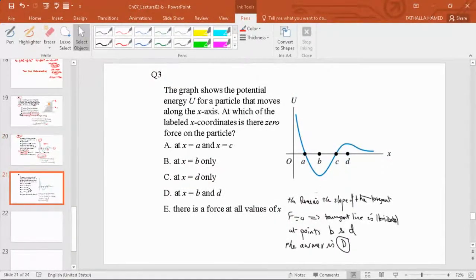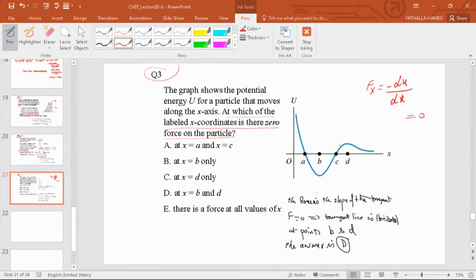We'll deal with the same question again, but here we want to relate force to potential energy. At which of the labeled x coordinates is there zero force on the particle? We already said that Fx should equal minus dU by dx. So if you want to do that from the graph, you're just taking slopes. And you want this to equal 0, right?